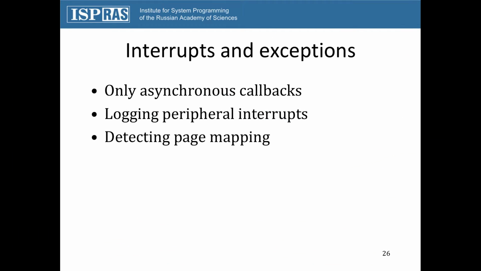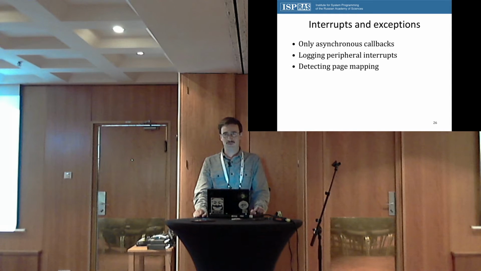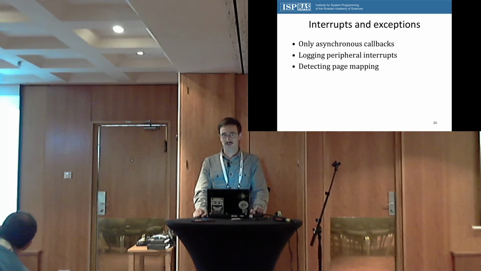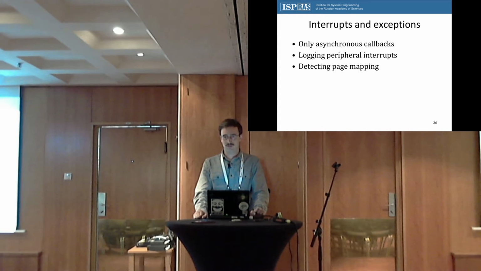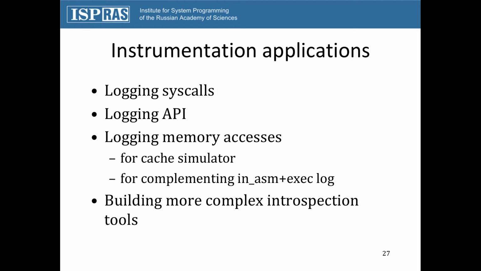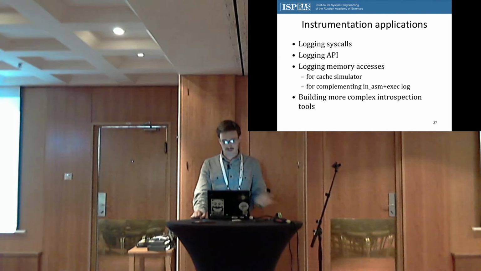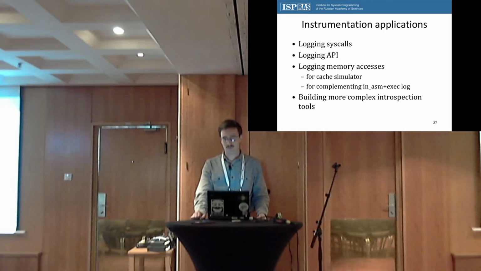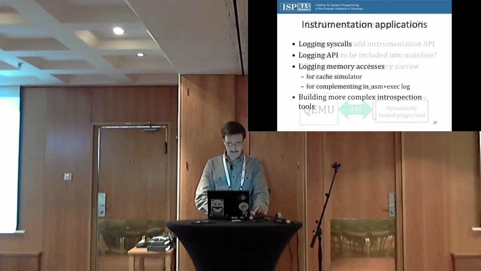Of course, we also track the interrupts and exceptions, for example, for detecting the page mapping. This happens, for example, when a dynamic library is loaded. When we detect it, we implemented an API tracer, which detects loading the libraries, parses their structure, and finds the addresses of the functions. There are a couple of applications of not only our approach, but also these approaches based on native API.